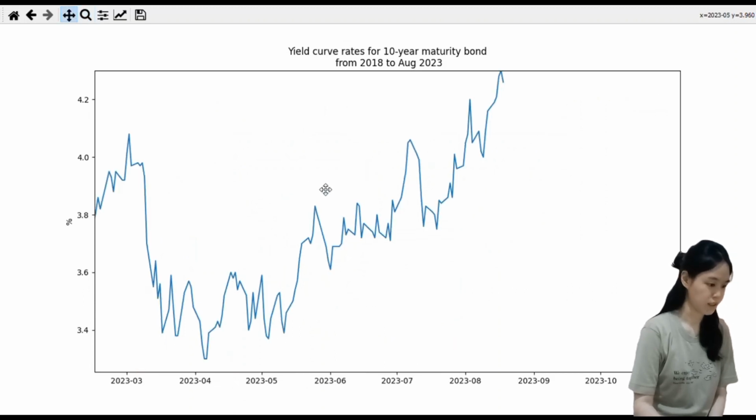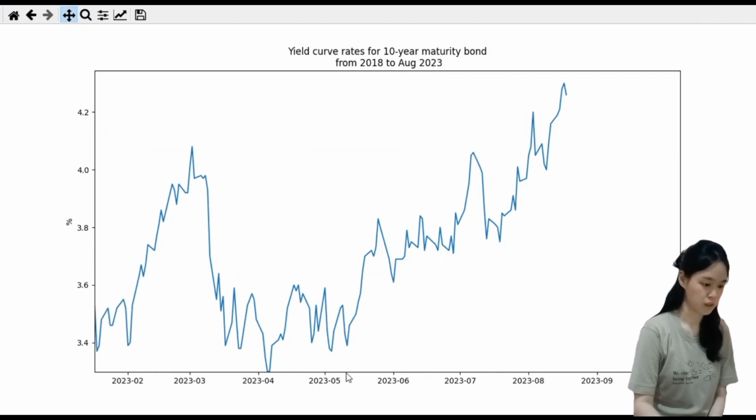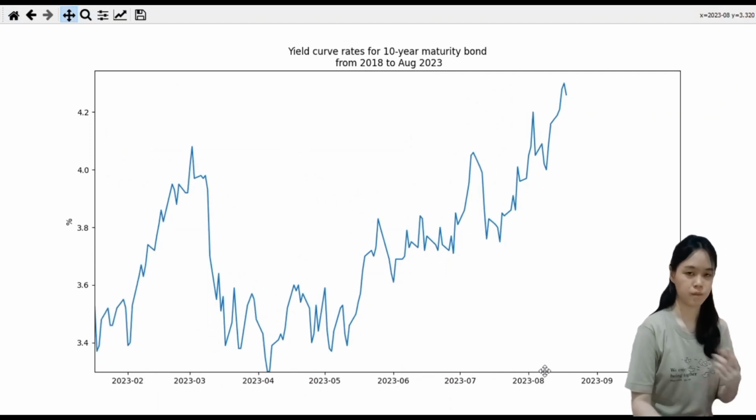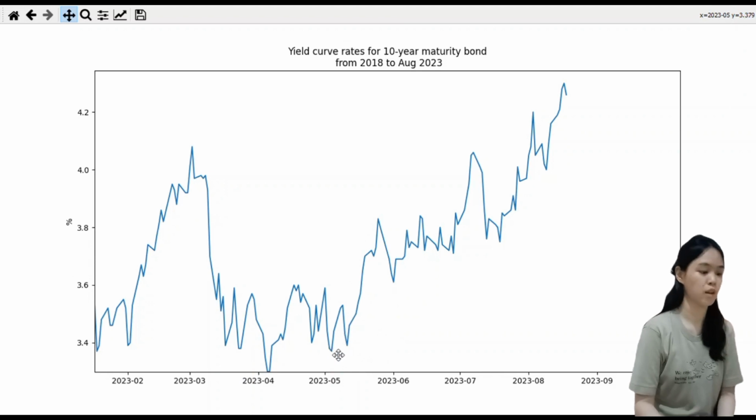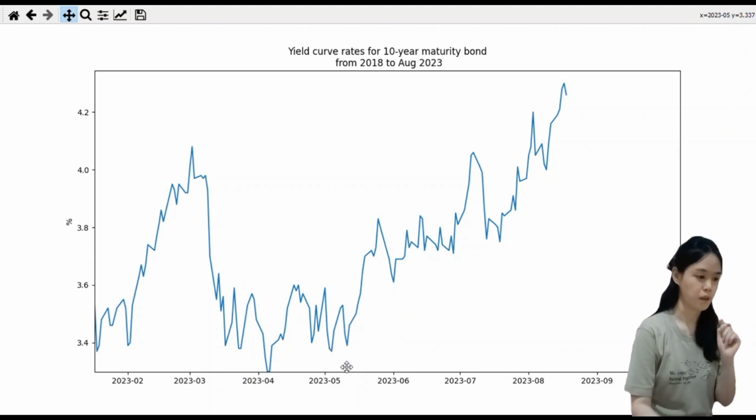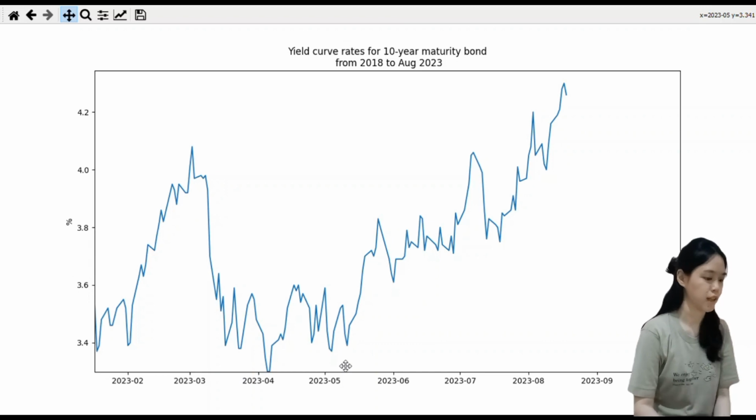Okay, so we see that the x-axis is now moving monthly. This is 2023 May, and then this is 2023 June. And you see there is a pattern, like two small cycles, even though each cycle isn't made of the same amount of days. So this is the first cycle and this is the second cycle.